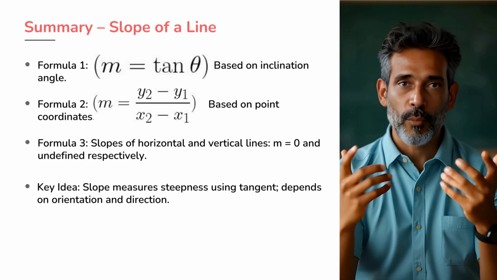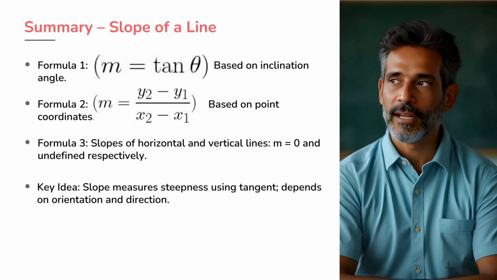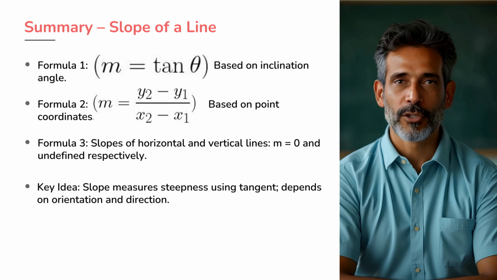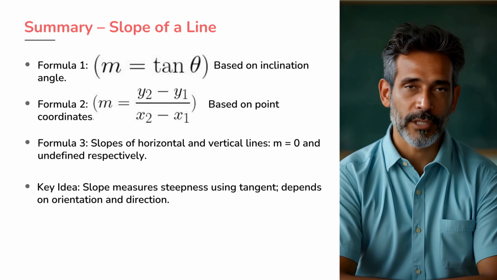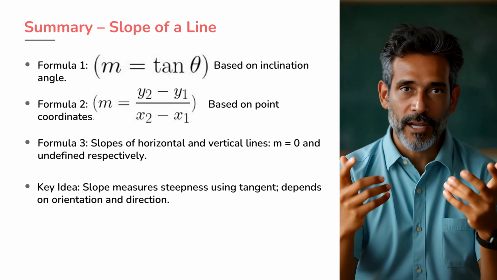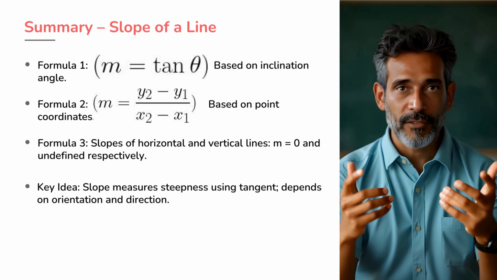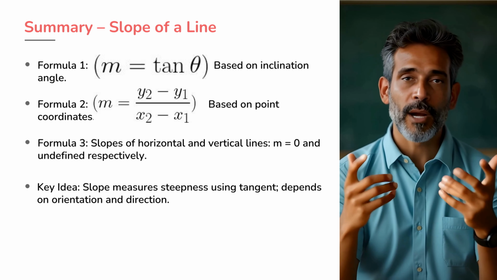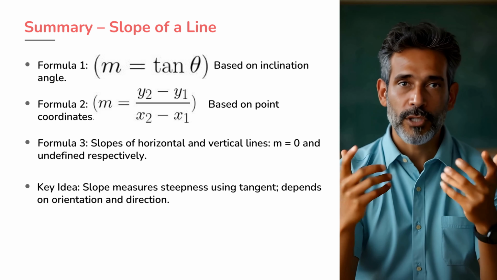Remember, slope measures how steep a line is using the tangent of its angle with the x-axis. The sign of the slope tells you whether the line rises or falls as you move from left to right. And finally, slope is undefined for vertical lines because dividing by 0 isn't possible, which fits perfectly with our geometric picture of a vertical line going straight up and down.